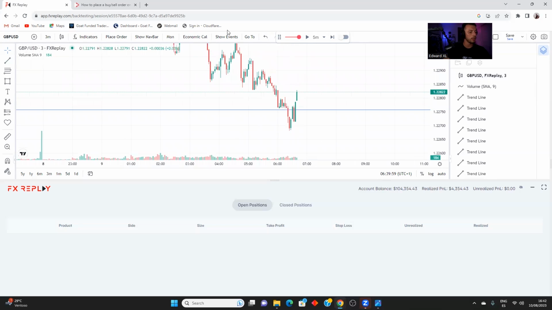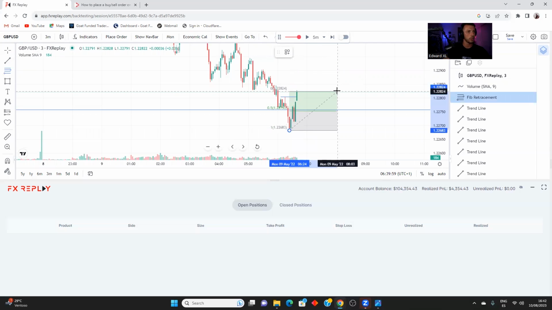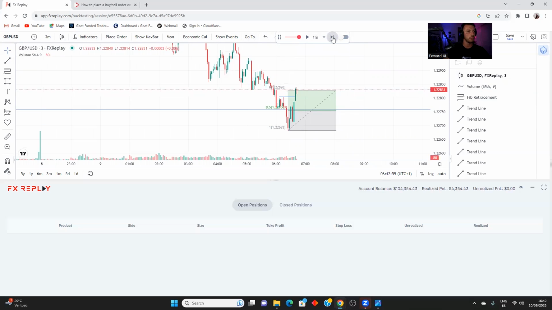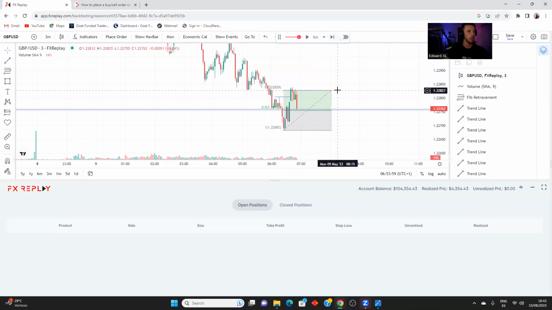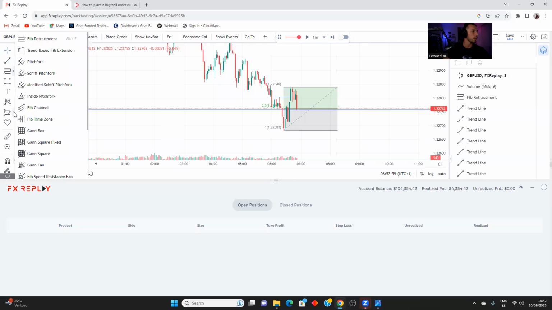After grabbing liquidity to the downside, we also break to the upside right here. At this point, I'm looking for an entry at my usual 0.5. Now, let me make it as low as possible. This is my entry, so I need to mark it out.